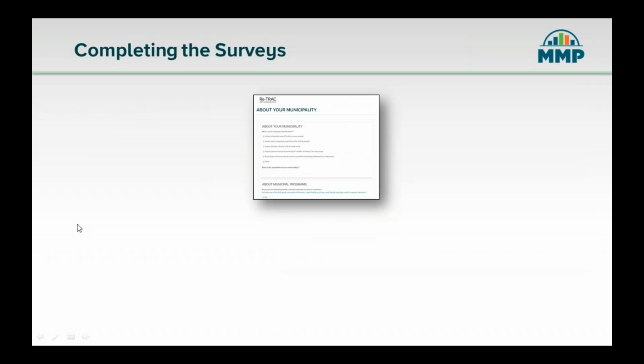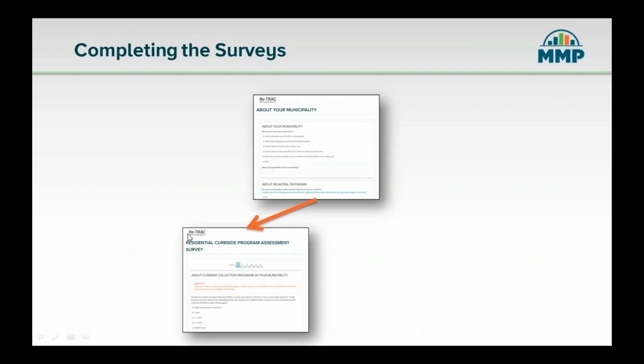Okay. So the MMP's program assessment surveys have been designed to streamline your reporting experience, very much like many of the other Re-TRAC surveys if you've used the system before. Depending on how you respond to certain questions, additional questions, sections, and even surveys may become available to you. The questions that don't apply to your municipality will be hidden. One of the key reasons for this is to help you fill out the information you require easily and not be overwhelmed with questions that are completely not relevant to you.